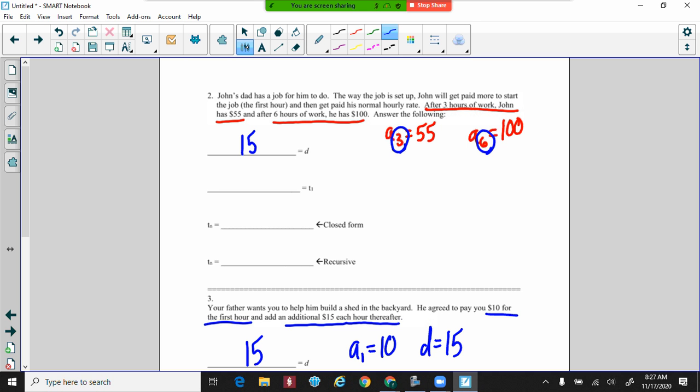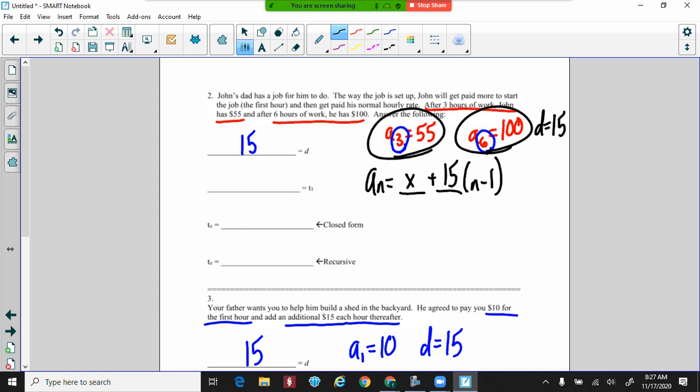Since I know my common difference is now 15, my formula is A of n equals something plus something times n minus 1. Well, my 15 is my common difference. But I need to find my first term. In order to do that, you get to choose. Do you want to use 55 or do you want to use 100 for this next part? It's totally up to you. It doesn't matter. Eeny, meeny, miny, mo, we are going to choose 55. So we're going to plug in 55 for A of n and 3 for n. This is how we find our first term.